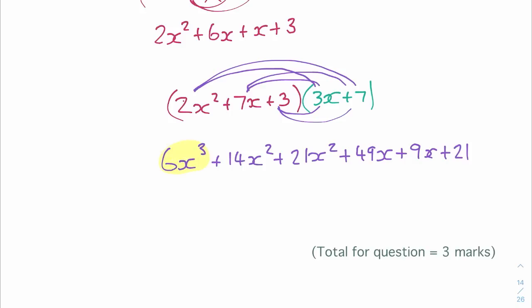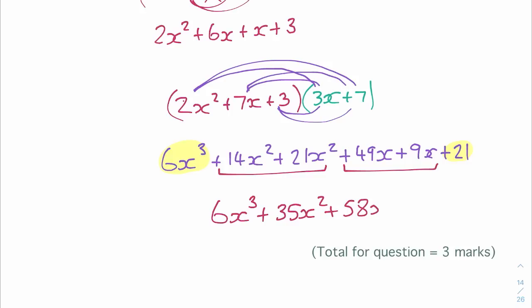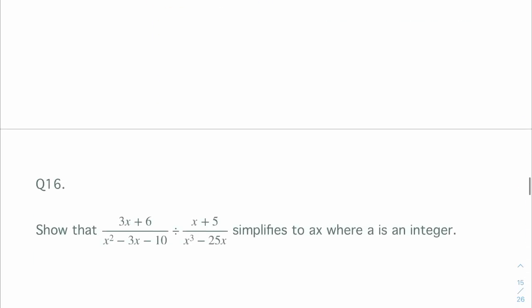So we have 6x cubed and the 21 at the end, which doesn't join up with anything else. We've got these x squared pieces and these x pieces. So we have 6x cubed at the start. 14 add 21 is 35, so plus 35x squared. 49x add 9x is going to give us 58x. And then we have plus 21 at the end, and there we go, there is our triple bracket fully expanded and simplified. Okay, on to our next question.